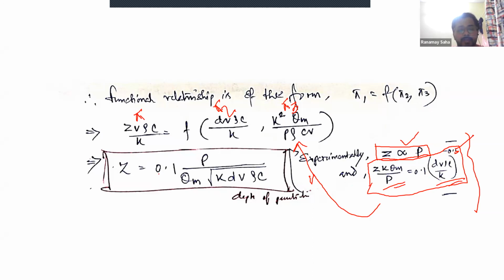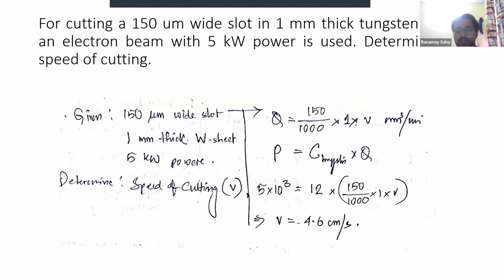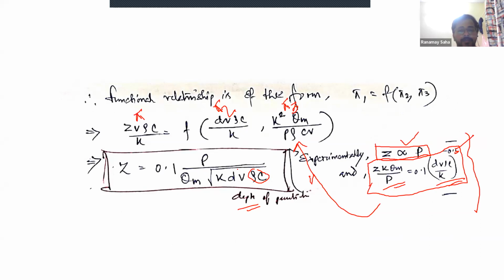So when you have done that, you find Z as 0.1 P upon theta, the temperature, multiplied by the square root of K D V rho c. Okay, rho c is your volumetric heat capacity. So the depth of penetration actually varies with all these particular parameters. We will go to some numericals, but I hope these things are clear to you.